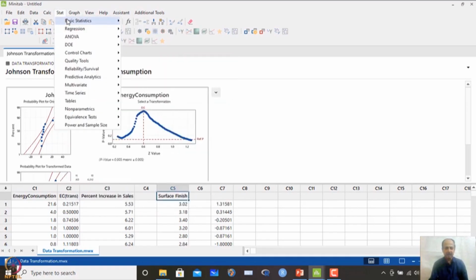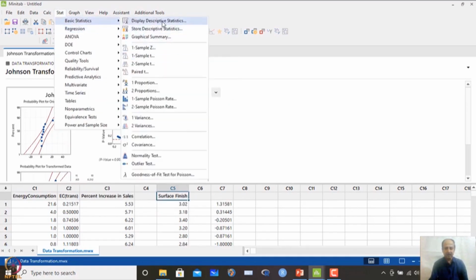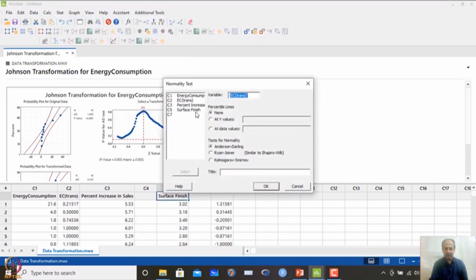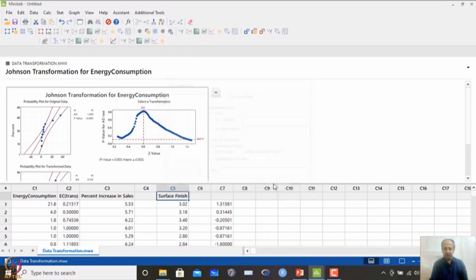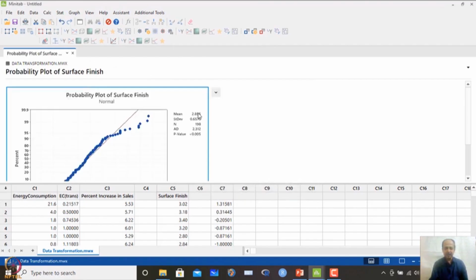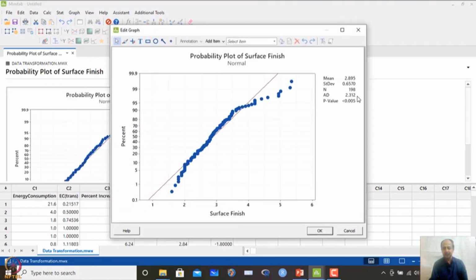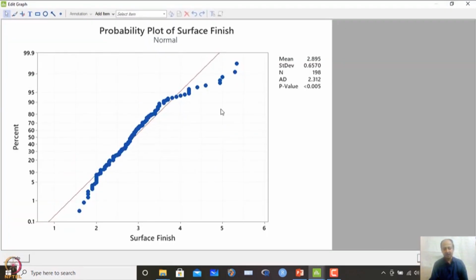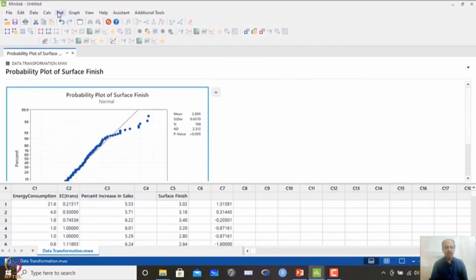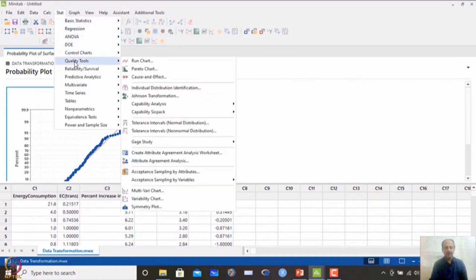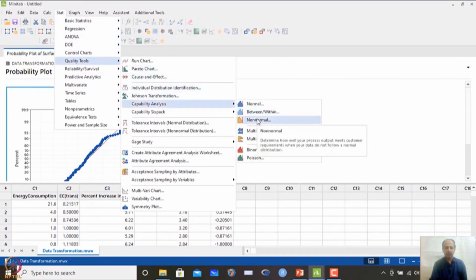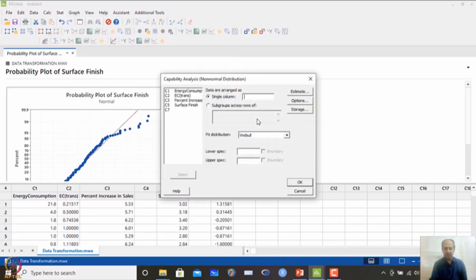So, let me test the basic statistics, and test the normality of the second data set, surface finish. Here also you can see p is less than 0.05. So that is the criterion, and the data is basically non-normal. When the data is non-normal, how do I calculate capabilities? I will go to quality tools, capability analysis, and mention non-normal analysis, and the data set is this surface finish.